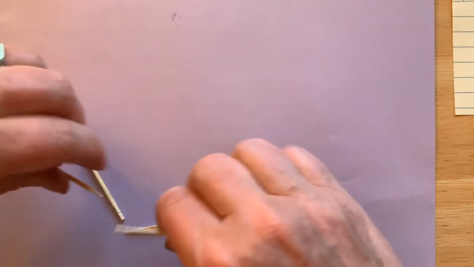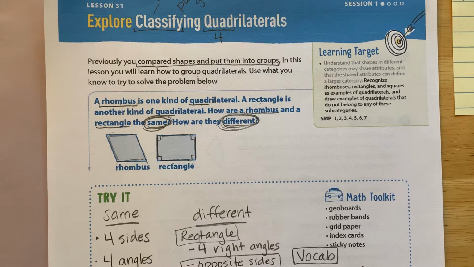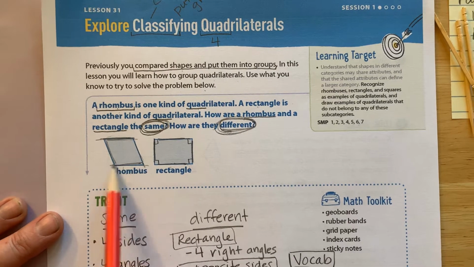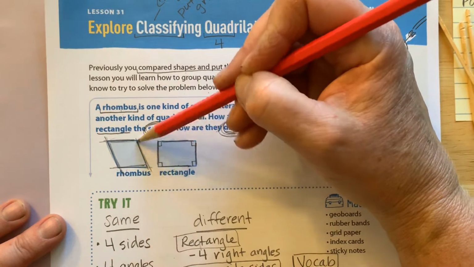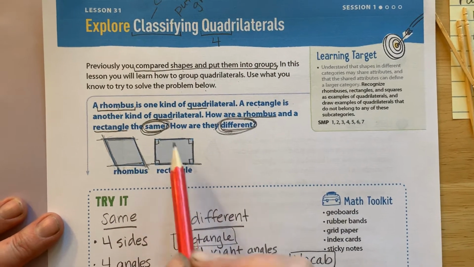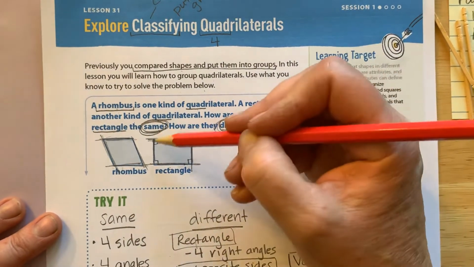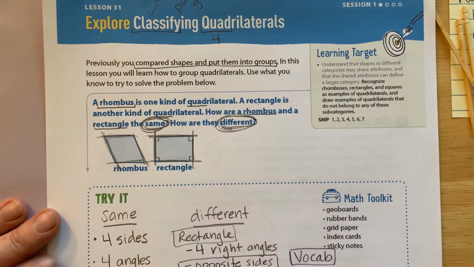So now let's go back and look at what our picture shows us. Do you see some parallel lines here? We do. Notice that the rhombus has parallel lines at the top and bottom. It also has parallel lines on the sides. What about our rectangle? Our top and bottom are parallel lines, and our sides are parallel lines. So that is something that is the same between these two.